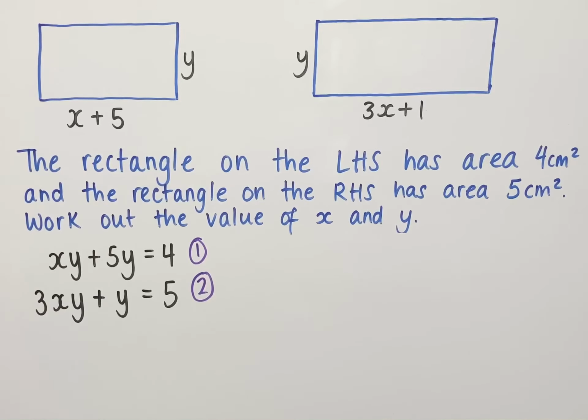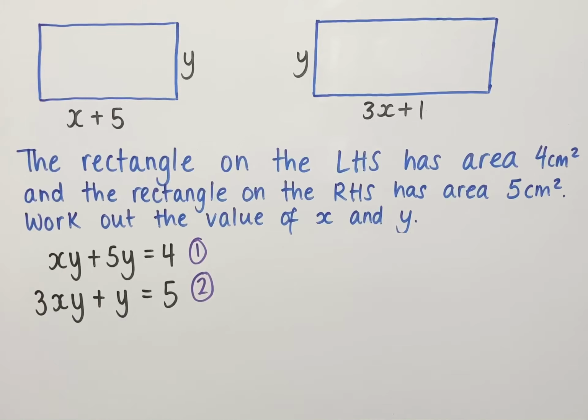Then we notice that in both equations we've got a term that has xy in it. So in the first equation we've got xy, and in the second equation we've got 3xy. And we also notice that in both equations we've got a term that has just y in it. So in the first equation we've got 5y, in the second equation we've got y. Now in this question we need to think about which of the two terms we should eliminate.